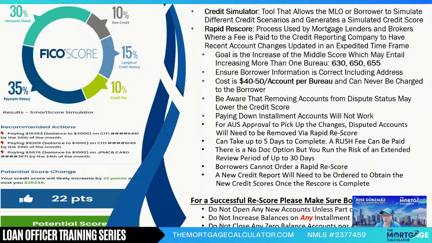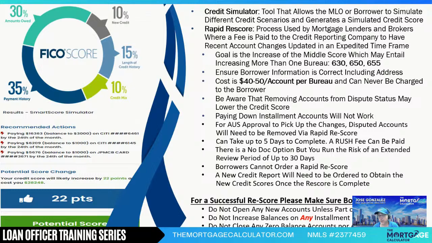The rescore will not work. The credit score will come in lower if the other credit account balances go up, sometimes even by $1. You never really know. And you want to make sure that the borrower does not close any accounts that have zero balances, nor close any accounts that are being paid down to zero, right? The idea is to decrease the credit utilization, in other words, the amounts owed in the chart that we see there, so that the credit score goes up.